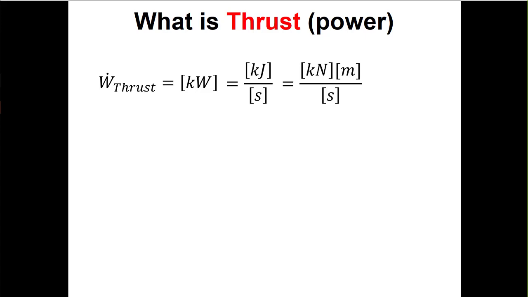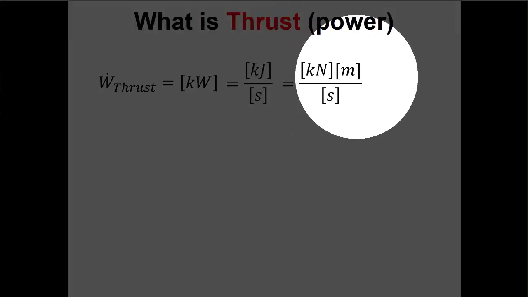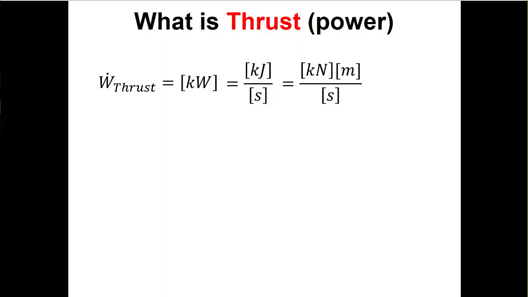But if I look at this, it's kilonewtons multiplied by meters divided by seconds, or multiplied by meters per second. So this is like times the velocity. If I took the thrust force that I have and multiplied it by the velocity of the engine, then I would have a thrust power. So we can think of the thrust power as the thrust force times the velocity of the jet.